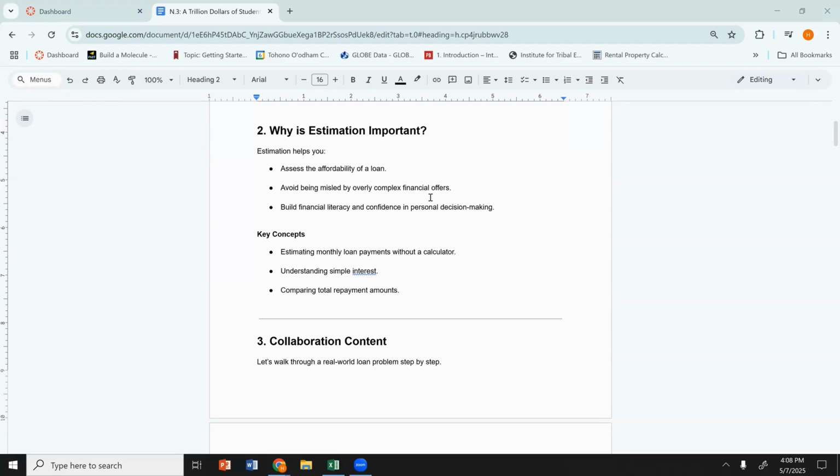So why is estimation important? Estimation helps you to assess the affordability of a loan. It helps you to avoid being misled by overly complex financial offers and helps you build financial literacy and confidence in personal decision making. The key concepts we will learn today are estimating monthly loan payments without a calculator, understanding simple interest, and comparing total repayment amounts.